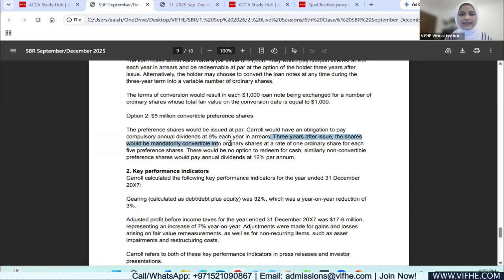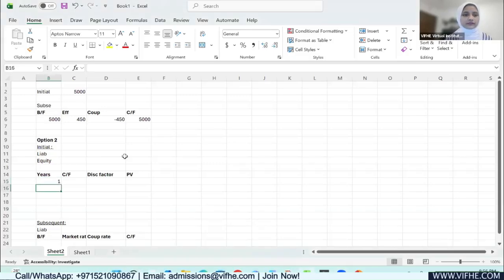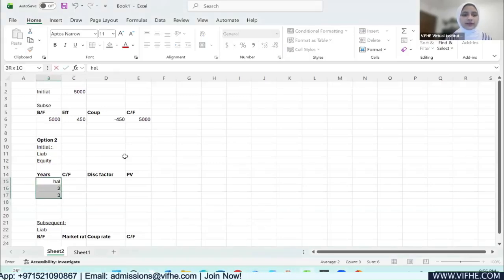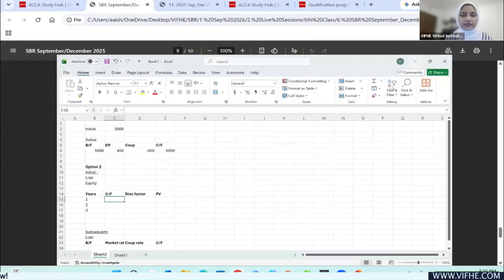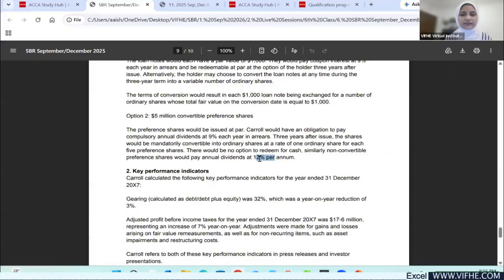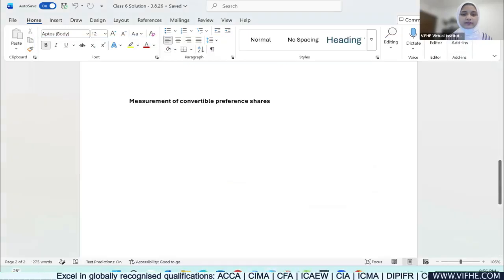3 years after issue, the share would be mandatorily converted into ordinary shares. 3 years. So for 3 years, what are the cash flows that are going to be there? The cash flows are going to be on the 5 million. Will you use 9% or will you use 12% for the cash flows? The obligation to pay compulsory annual dividends at 9%. Non-convertible bonds have a 12% similar rate. Yeah, 9%. So 9% of 5,000.